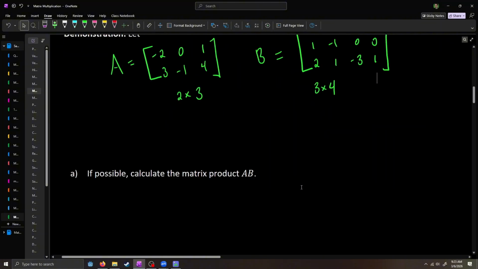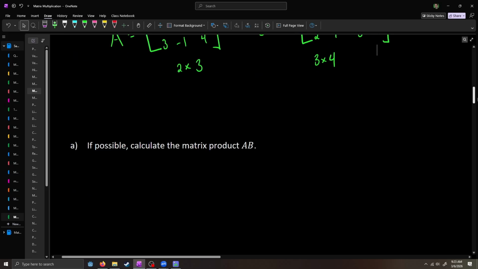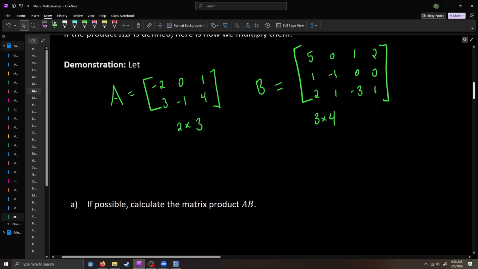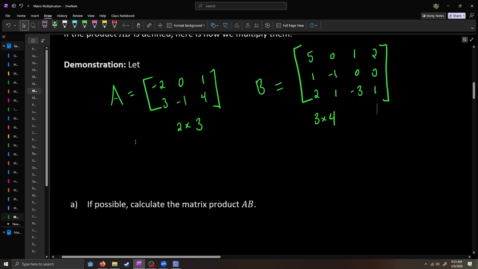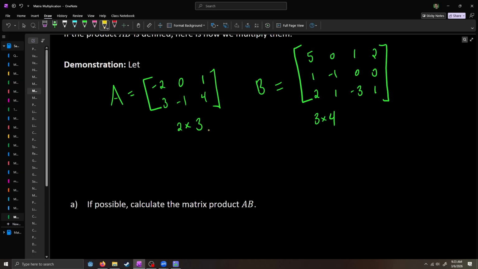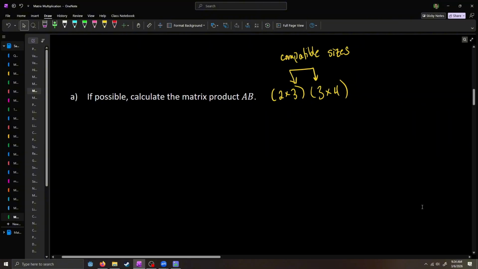So if possible, let's go ahead and multiply together in the order A first and then times B, A and then B. So the first thing I'm going to notice is that it is possible to multiply these matrices in the order of A first and B second, because they are compatibly sized for that kind of multiplication. The matrix A has 3 columns. The matrix B has 3 rows. So they are compatibly sized for that operation. So now that we've established that it is possible to calculate this product, let's go ahead and do so.